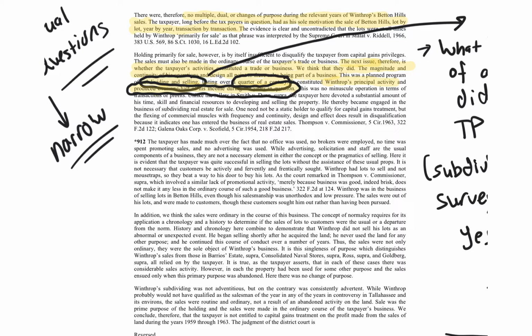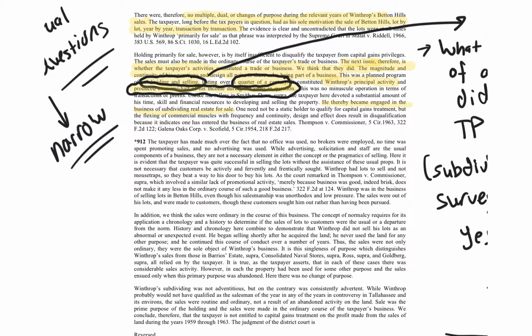This was no minuscule operation in terms of transaction profit, unlike the taxpayers in Smith v. Dunn. The taxpayer here devoted a substantial amount of his time, skill, and financial resources developing and selling the property. So what the court's doing there is distinguishing Smith v. Dunn, which probably helped the opposite. Might not, but it might be saying that case also ruled as ordinary income. But look, even this one's even closer to ordinary income. He thereby engaged in the business of subdividing. So they're telling you, he engaged in the business of subdividing real estate for sale.